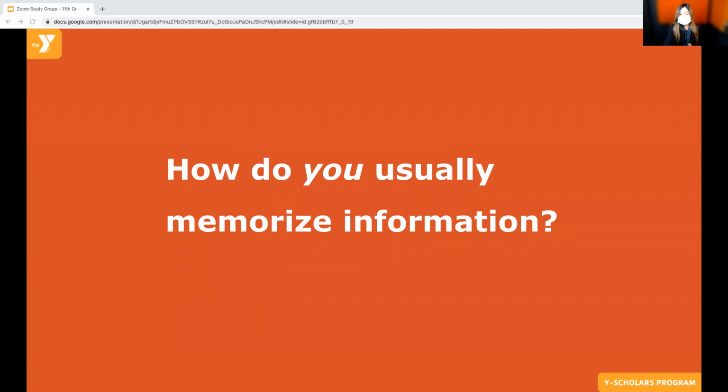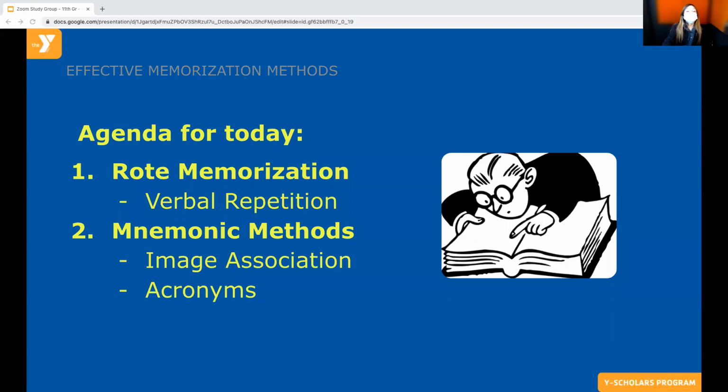So what ways do you usually memorize information? There's several different ways to memorize. Today we are going to practice 2 mnemonic devices and then do a refresher on rote memorization. So today's agenda is 1, address rote memorization, that verbal repetition, and 2, address mnemonic methods, so image association and acronyms.